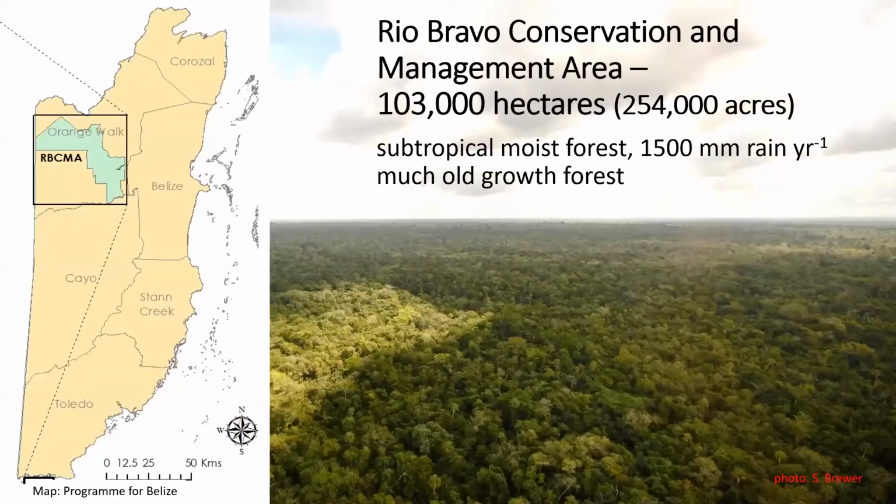I was really lucky, along with my teammates, in the late 1980s, to be invited to work in the Rio Bravo Conservation and Management Area, which you see here located in northwest Belize, up near, as you saw on the other map, the boundary with both Mexico and Guatemala. This is an area of 100,000 hectares, more than 250,000 acres. Subtropical moist forest, it gets about 1,500 millimeters of rain per year. And what's really interesting, it has a lot of old growth forest. So this was really a naturalist's dream.